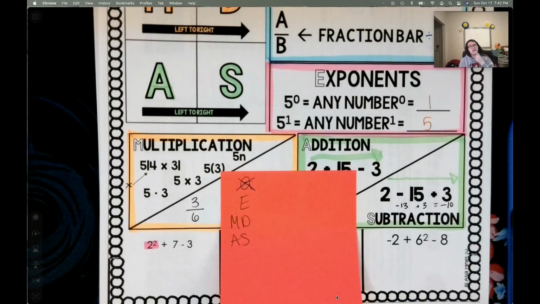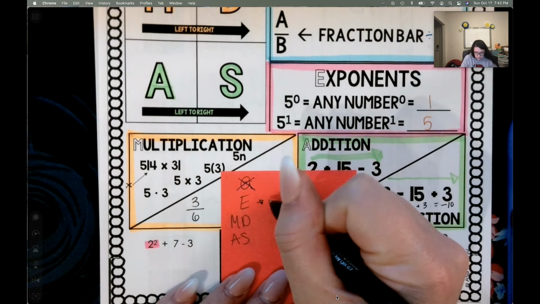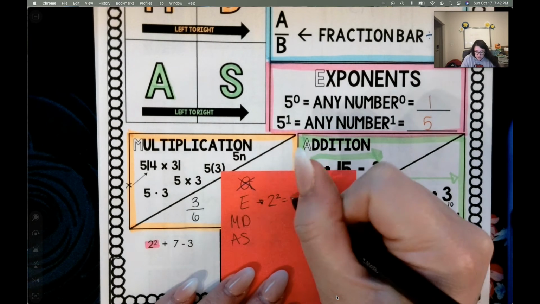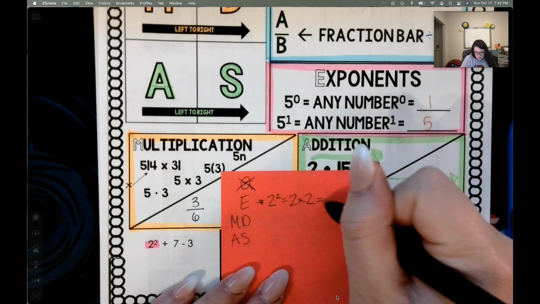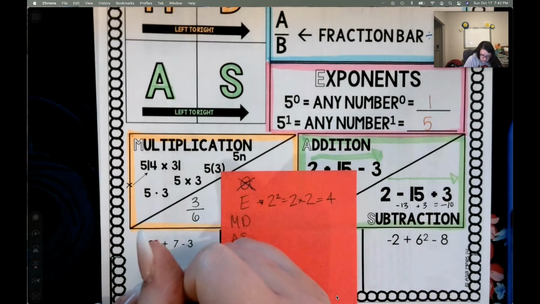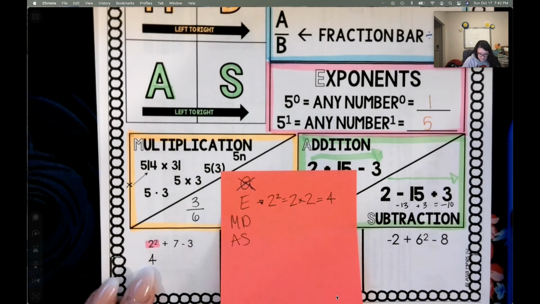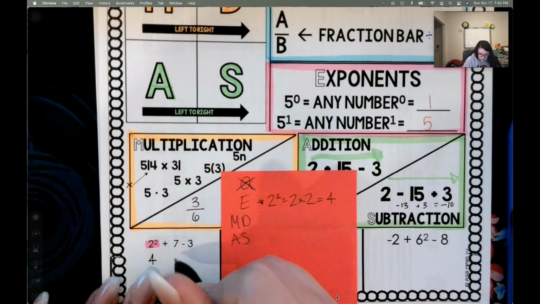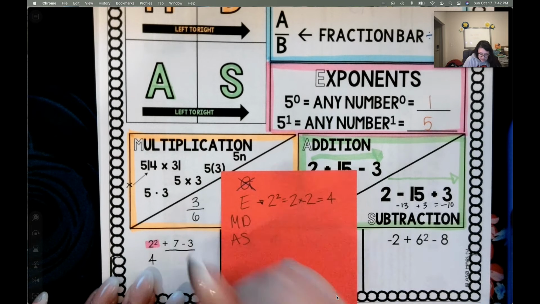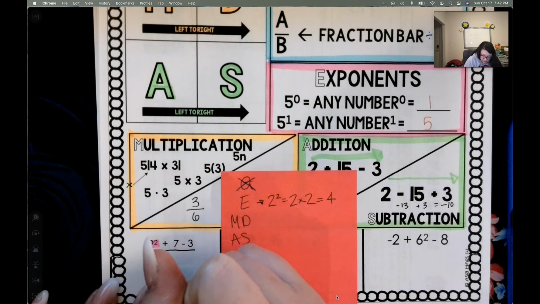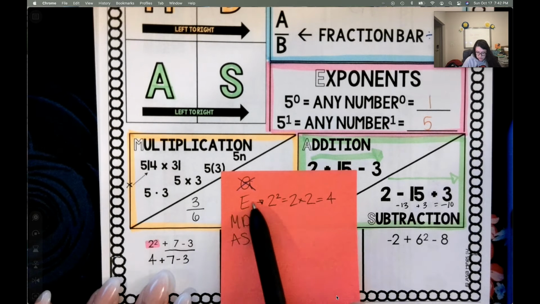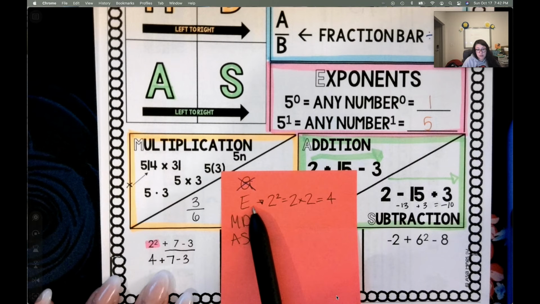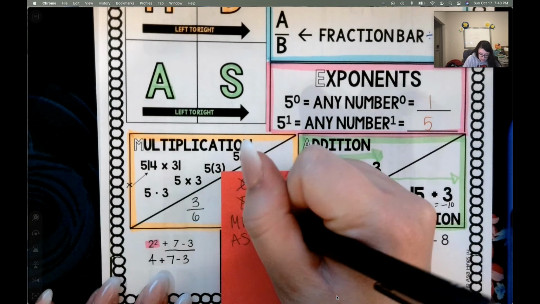What is 2 squared in expanded form? 2 times 2. What is 2 times 2? 4. So here we've got this 4 from my 2 squared. Now I have to make sure I bring everything else down. I've got to keep that. So now my problem becomes 4 plus 7 minus 3. Is there any other exponents for us to deal with? Nope. We can go on to the next step.